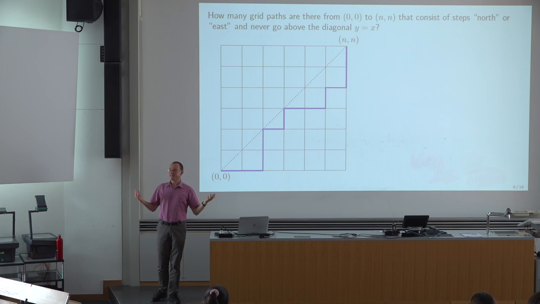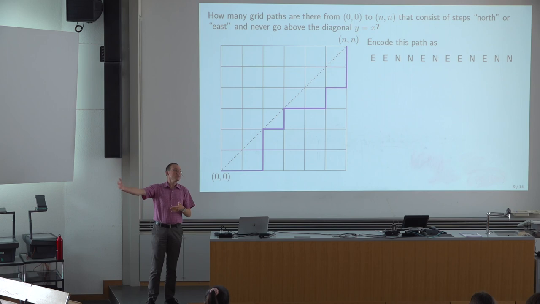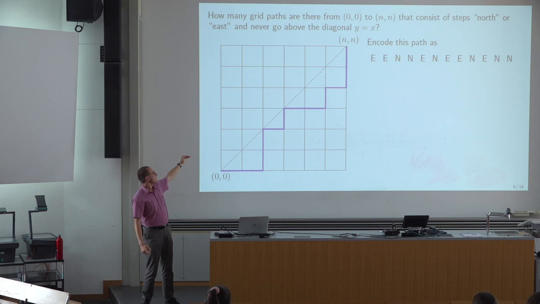Well, this is again a difficult problem. What you can do, just to analyze, is encode this path. Let's say you have to tell your friend which path we have drawn on the screen. You don't want to draw the whole picture. It takes too much space. You can encode it east, east, and then twice north, and then east, north, then twice east, north, east, and twice north. You can encode it with symbols east and north. From the encoding, you can draw the path. From the path, you can write down an encoding.